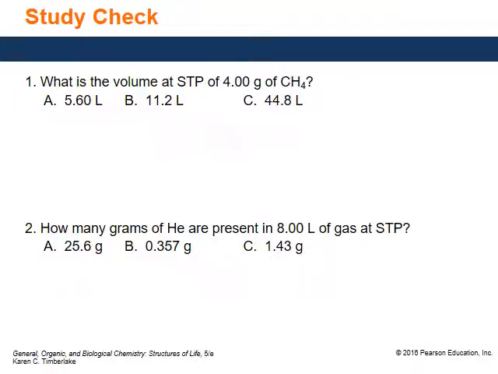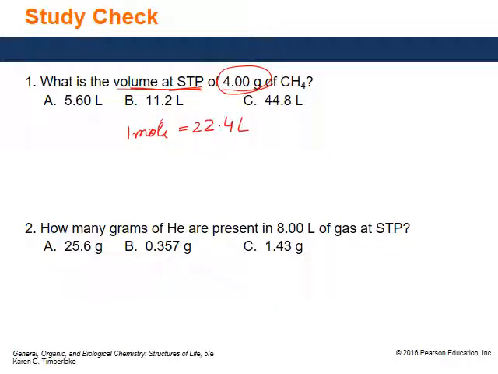What is the volume at STP of 4 grams of CH4? So what is the volume occupied by 4 grams of gas at STP? We know that 1 mole of gas occupies 22.4 liters. So I know that 1 mole of a gas will occupy 22.4 liters of a gas.